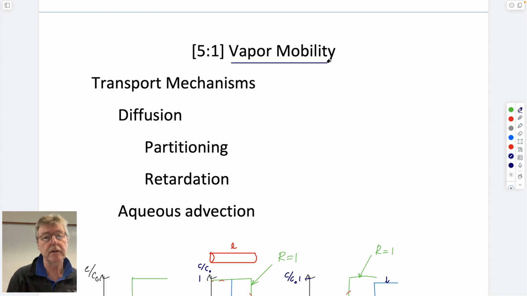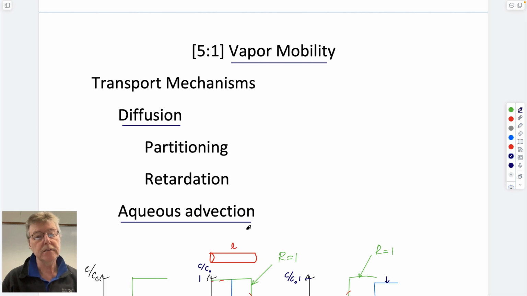So we have to talk about the mobility of water in that part. It won't be very mobile as vapor in the saturated zone for obvious reasons. And we can talk about the mechanisms by which it travels: diffusion, which is one mechanism, and being washed out by rainwater as it passes through the vadose zone, as aqueous advection.